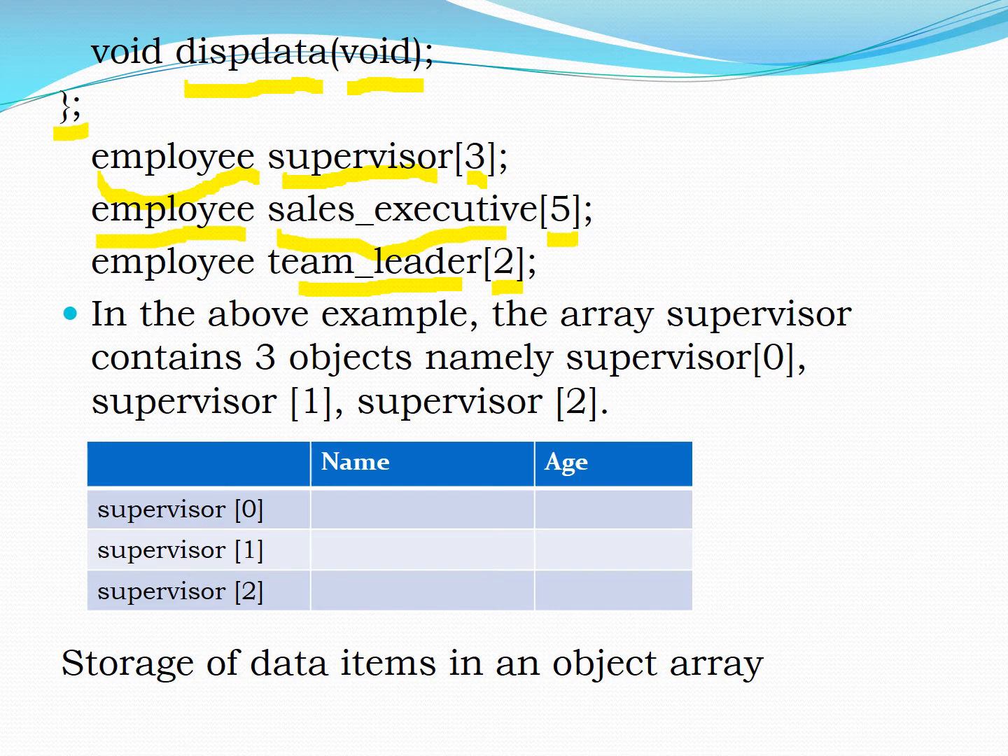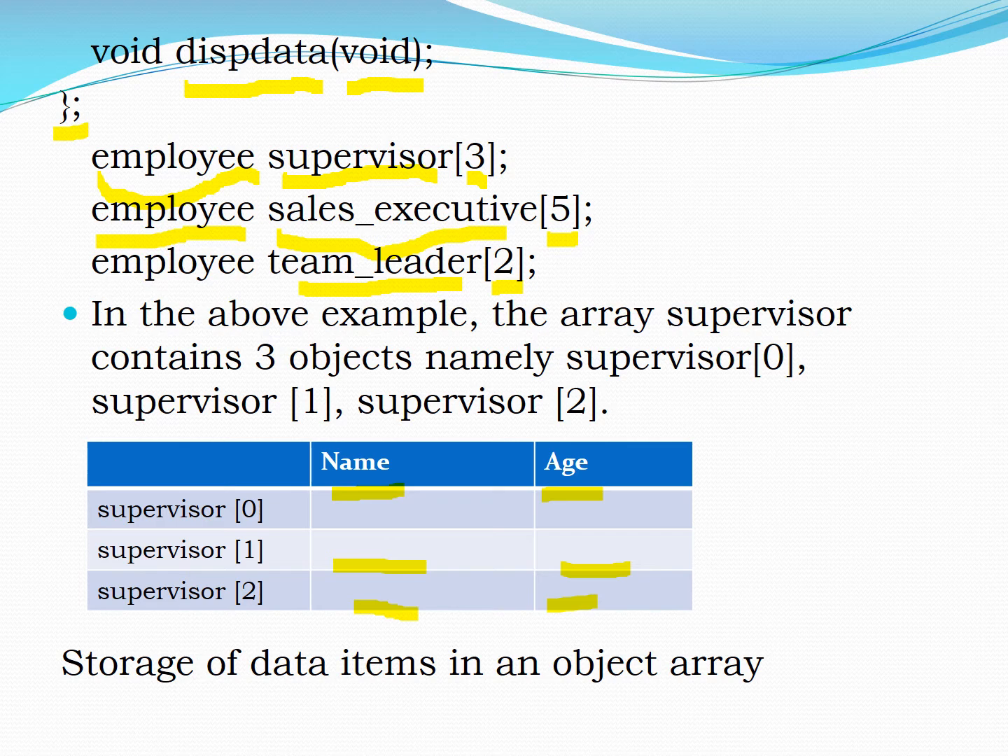In the above example, the array supervisor contains 3 objects, starting with supervisor of 0. Why? Because the array starts with index 0. Supervisor 0 is the first supervisor, who shares the same data members name as well as age. The second supervisor shares the data members name and age, and the third supervisor also shares the same data members name and age. This is how we initialize an array of objects.